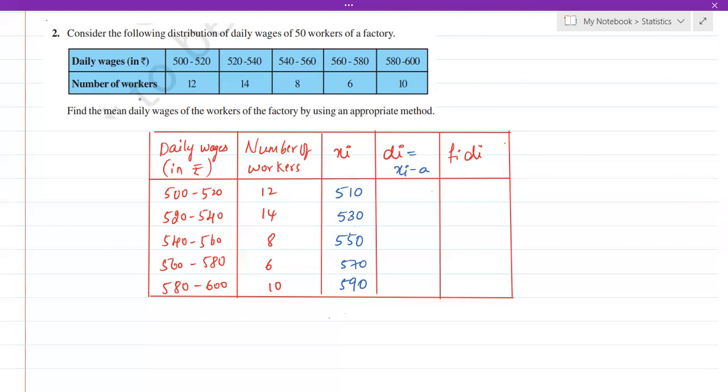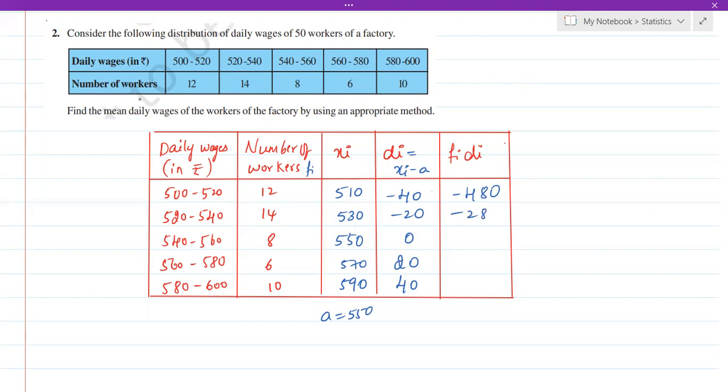Let's write it below here itself. A value is 550. How do we find the assumed mean? In the xi column, the middle value. So 550 is the middle value. Now that 550 should be subtracted from xi. So 510 minus 550 becomes minus 40. 530 minus 550 becomes minus 20. 550 minus 550 is 0. 570 minus 550 is 20. 590 minus 550 becomes 40. Now we have to multiply fi and di. Remember, this is fi, right? So 12 into minus 40. 12 fours are 48, so it becomes minus 480. 14 into minus 20.